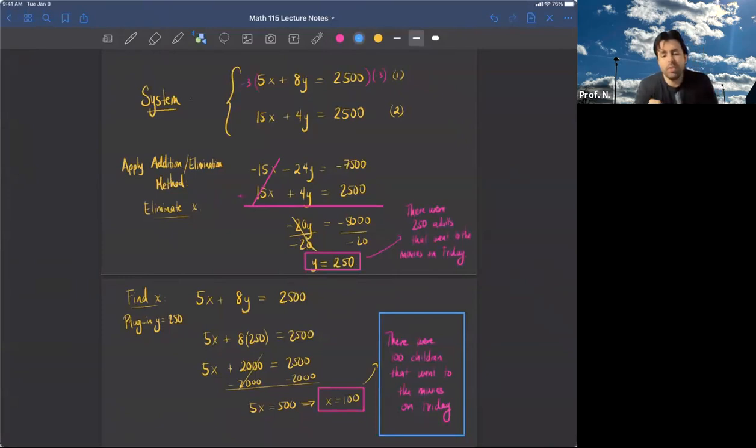When do we get no solution in equations? Well, remember, we get no solution in equations when the lines are parallel, when the slopes of the lines are parallel. That's when we have two lines that never intersect, so therefore you have no solutions.